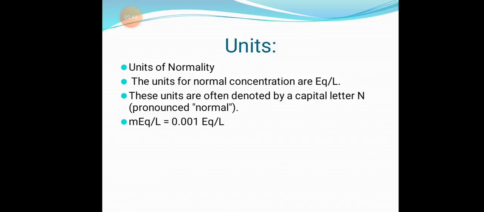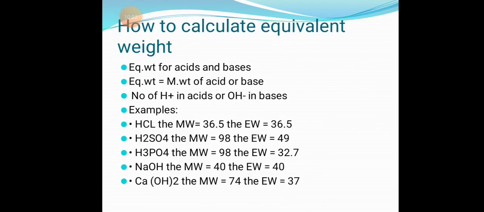Units of normality. The units for normal concentrations are eq/L. These units are often denoted by a capital letter N, pronounced as normal. Milliequivalents per liter is equal to 0.001 equivalents per liter. How to calculate equivalent weight? Equivalent weight for acids and bases. Equivalent weight is equal to the molecular weight of the acid or base divided by the number of H plus ions in acid or OH minus ions in bases.